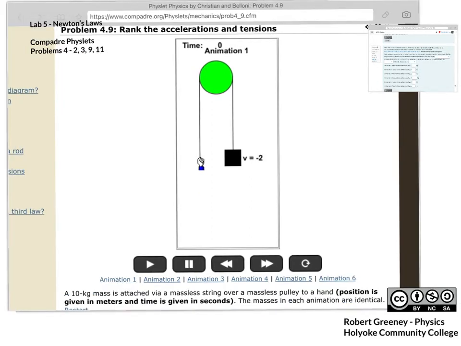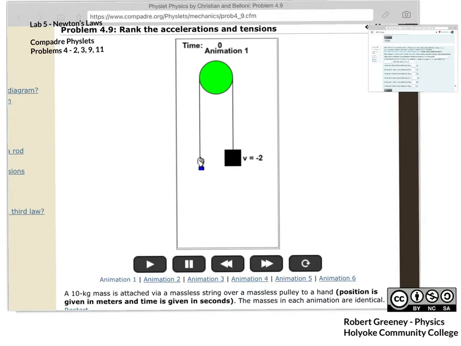Before you begin, check out the details, right? So it's a 10 kilogram mass, a massless string, so the string has negligible mass, and a massless pulley. The pulley, if it had mass, would change things, right? But it's just a massless, frictionless pulley, and so all it does is change the direction of the string. So we can ignore that.